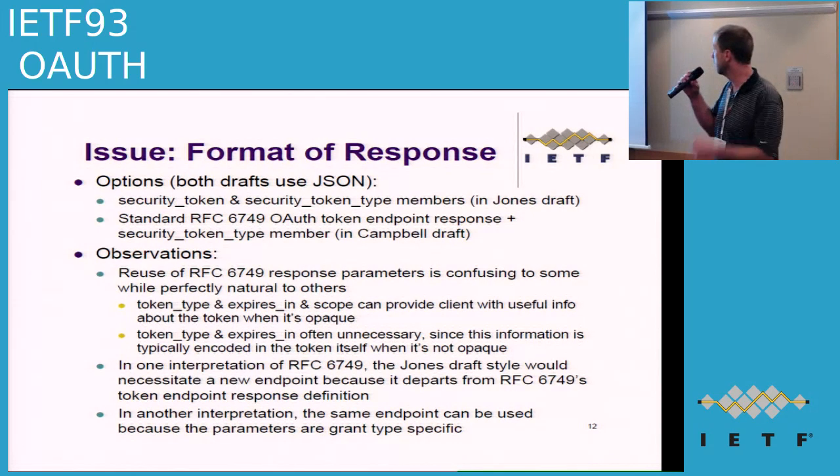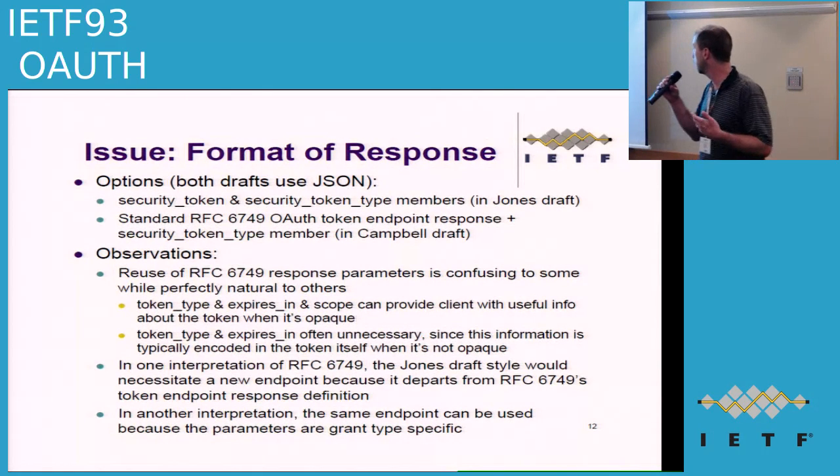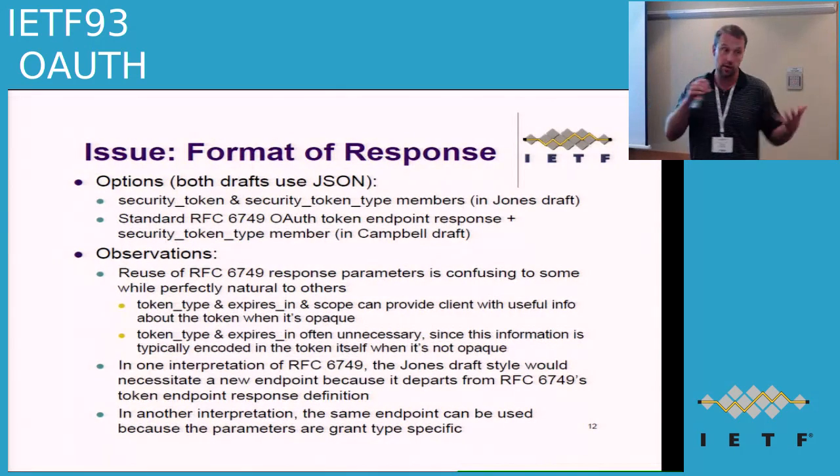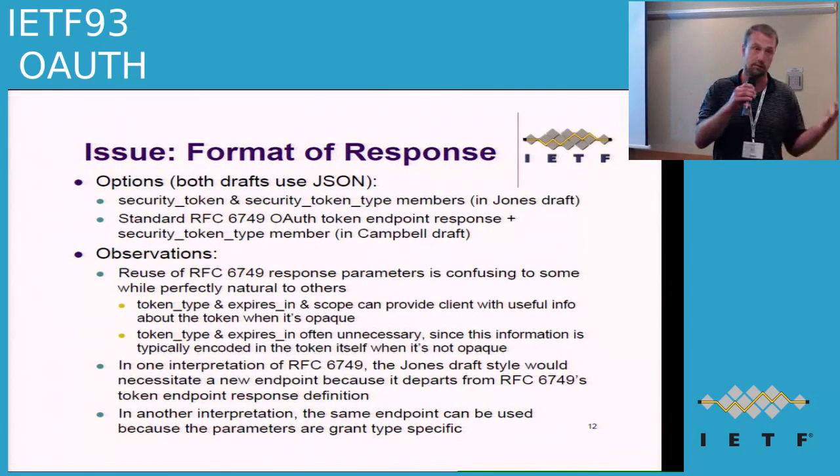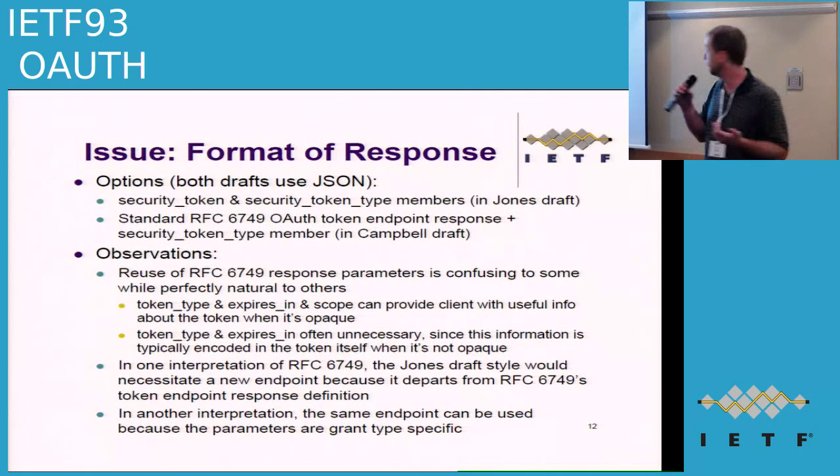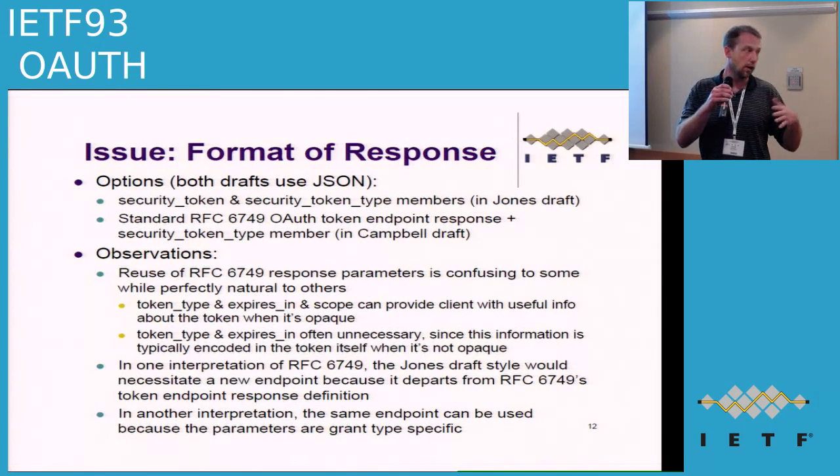Some observation here, in my view, reuse of the parameters is, this is not my view, reuse of them is confusing to some and perfectly natural to others. I don't know how to get over that. I've seen both people's reactions on the list and in person. Some people find it obvious and very natural. Others think it's confusing. I do think that token type, which is in our world bearer versus pop, really just bearer right now, but eventually pop, is a useful thing to tell clients about the return token in case they don't know much else about it. It instructs them how to use it at the next target resource.